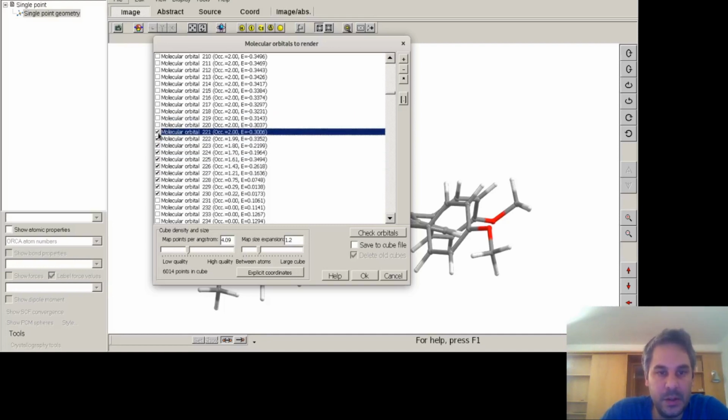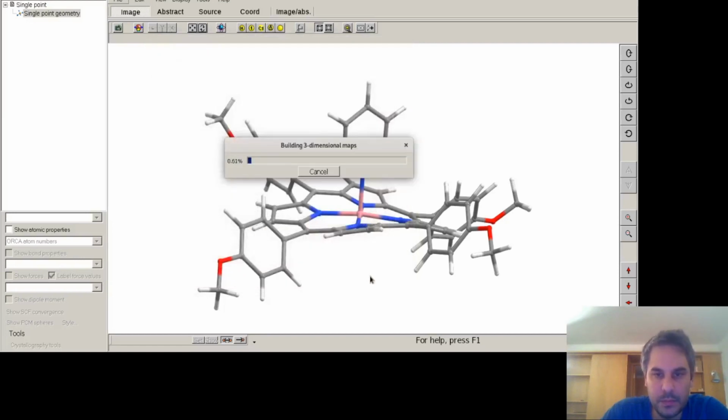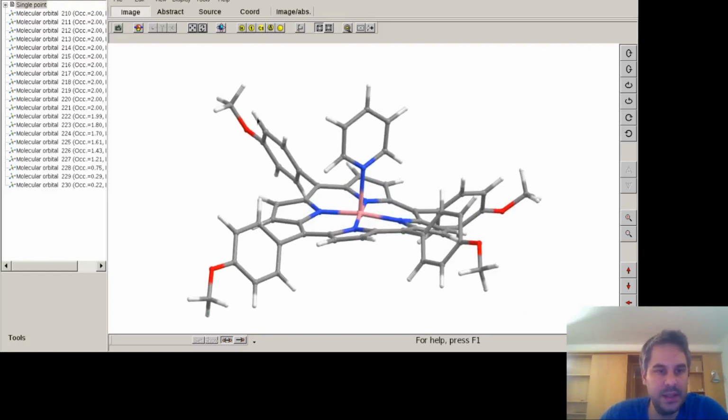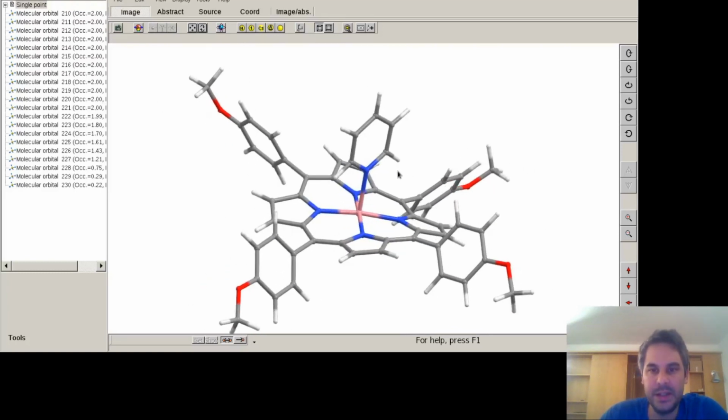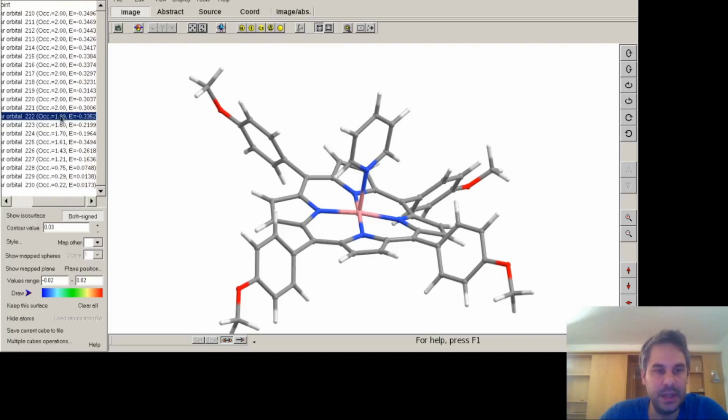and I will also add some orbitals before, and I will decrease the quality. So now we can see the active orbitals from the CASSCF calculation. If I go to 221, which is the first active orbital, we can see the occupation is lower than 2.